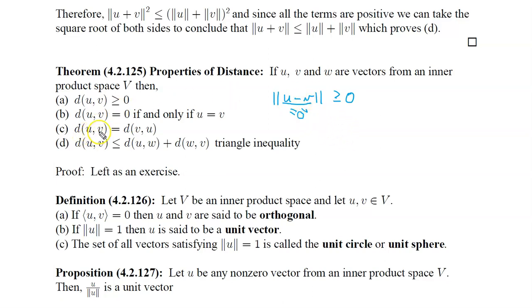The distance between u and v is equal to the distance between v and u. Well, that's true because you can just flip these around, and also using the fact that the norm of u is equal to the norm of negative u. That's a fact as well, because really you have a negative 1 here that can be pulled out, but when you pull it out it would become the absolute value. And then you have this result right here, which is just a restatement of the triangle inequality.